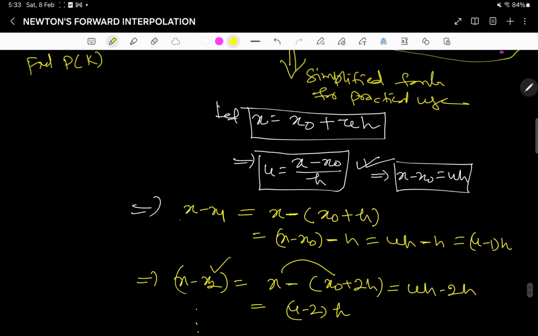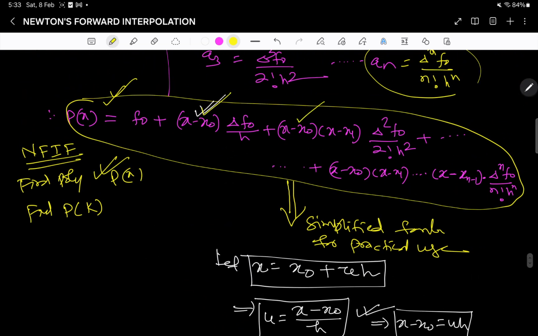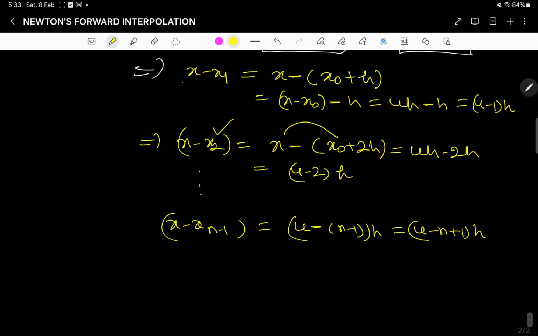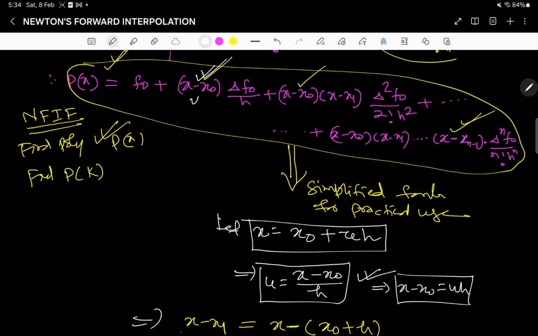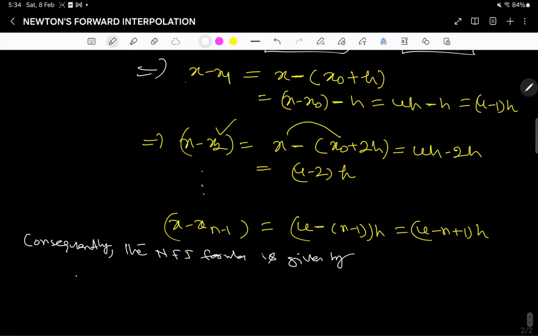In that way, now we substitute all these things, x minus x0, x minus x1, x minus x2, and so on, and my simplified formula will be, consequently, what will be your formula? Here h cancelled, it is u minus 1 into h. Now h square cancelled, it is u into u minus 1. Likewise the formula will be p of x is equal to f of 0 plus u del f0, plus next will be u into u minus 1, it is del square f0 by factorial 2.